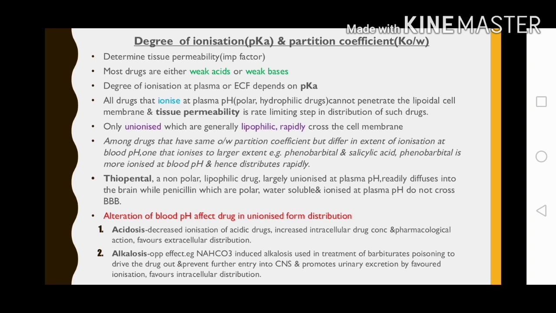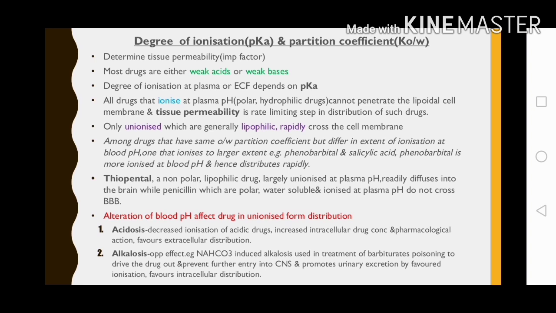So alteration in the blood pH affects the drug in unionized form. For instance, in acidosis, where the pH of the blood is more on the acidic side at a lower pH, the degree of ionization of acidic drugs is decreased, increasing intracellular drug concentration and pharmacological action, and favors extracellular distribution. Whereas in alkalosis, the effect is on the opposite side. Alkalosis is a condition when the pH of the blood goes on the higher side, becomes more alkaline in nature.